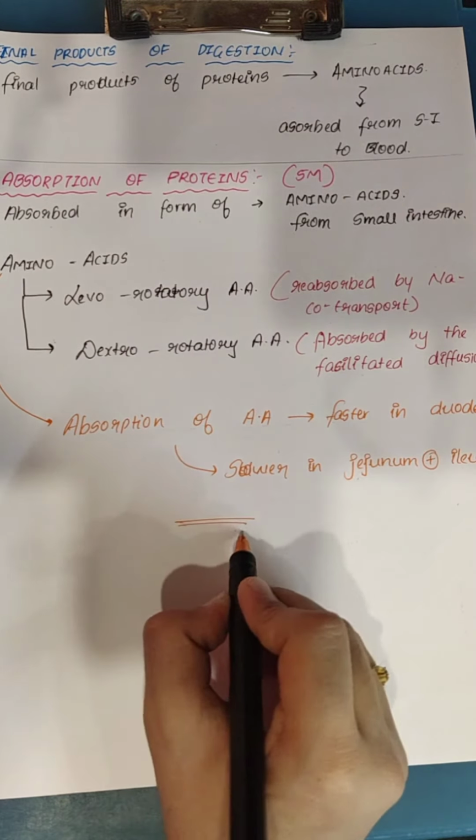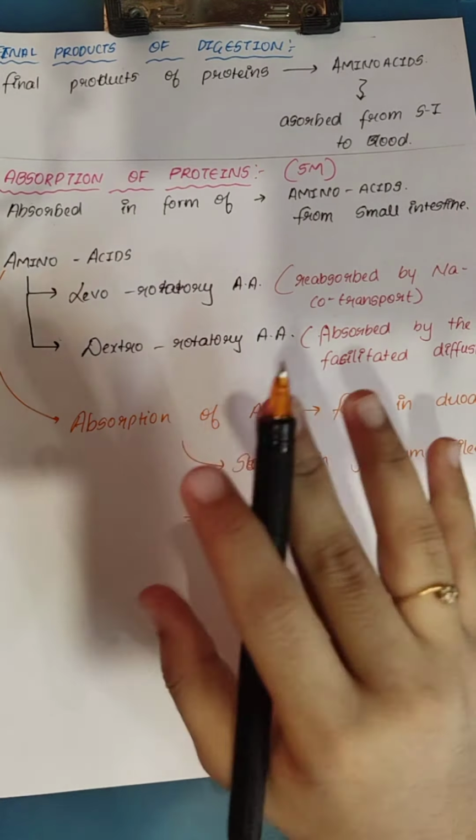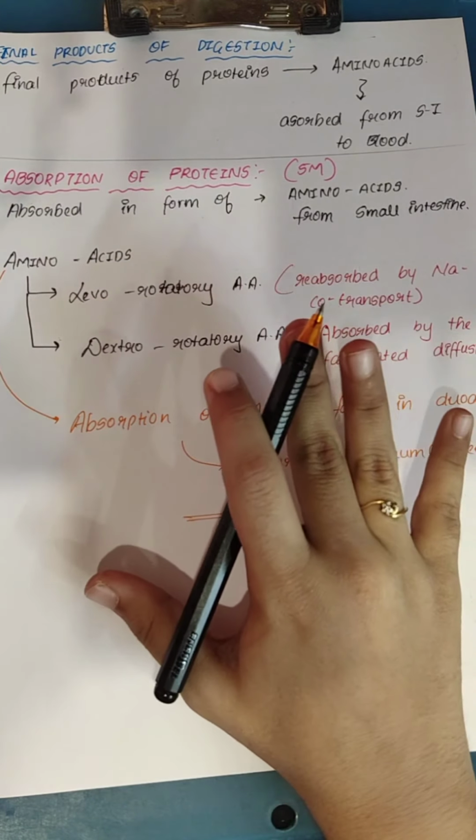So that's it about the digestion and absorption of protein, where they'll be asking the combined question, that is digestion and absorption of proteins, for 5 marks. So this is a quite important question.